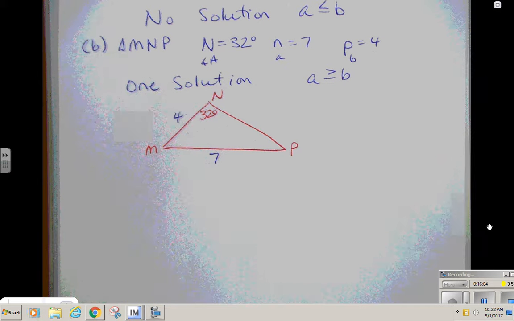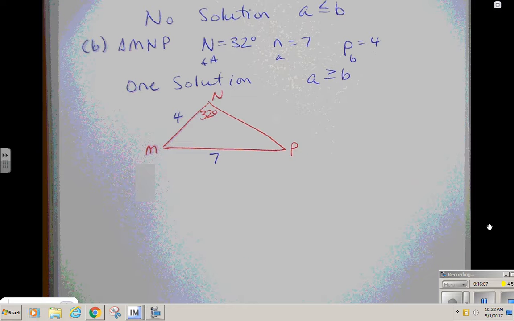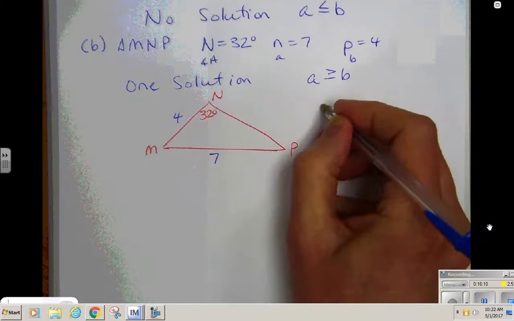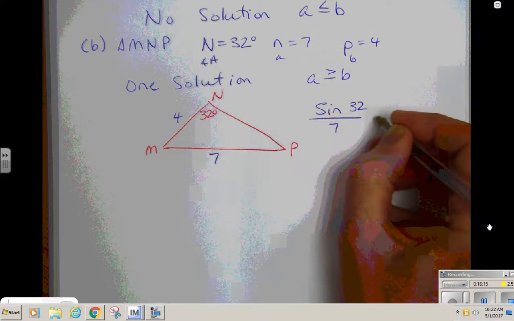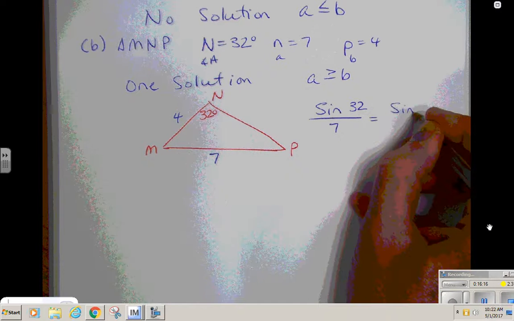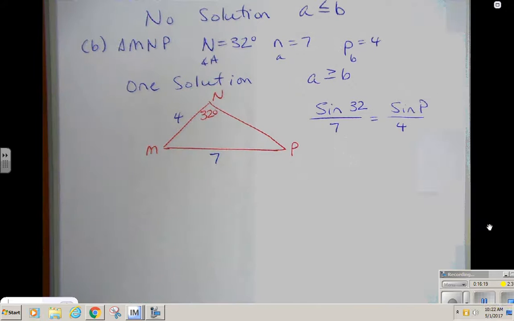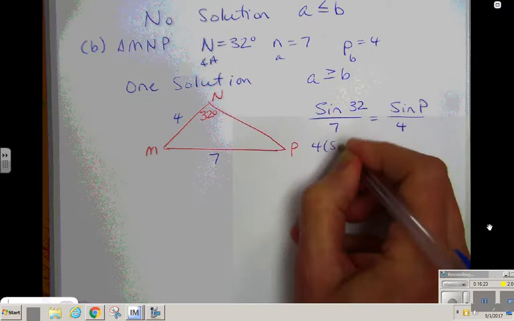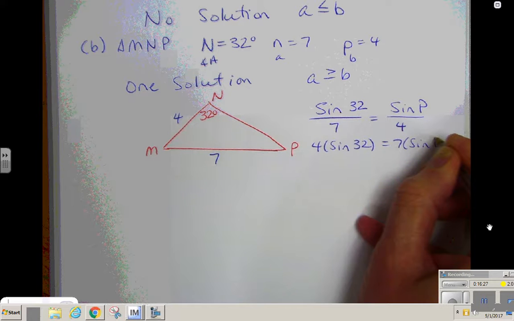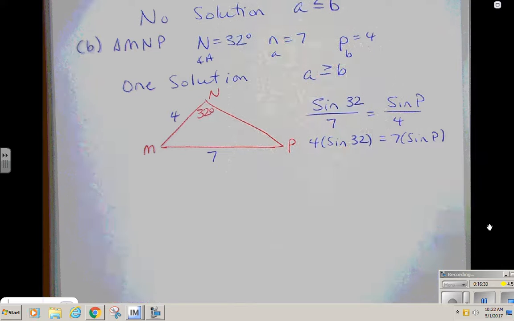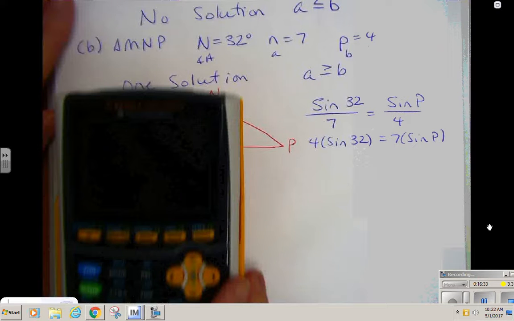So what should we solve for first? Angle P. Okay, sine of 32 over the opposite side equals sine of angle P over that opposite side. And I can do my cross products. So I'm going to get my decimal.